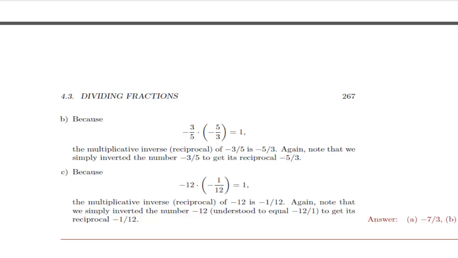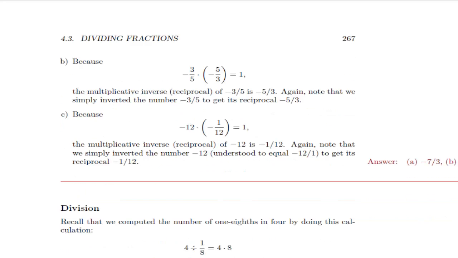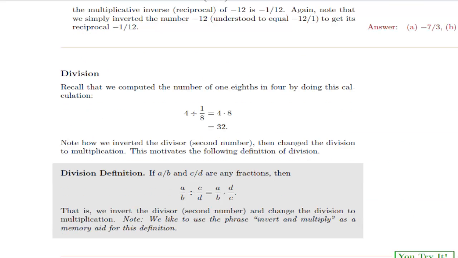For c, because negative 12 times negative 1 over 12 equals 1, the multiplicative inverse or reciprocal of negative 12 is negative 1 over 12. Again, note that we simply inverted the number negative 12, understood to equal negative 12 over 1, to get its reciprocal, negative 1 over 12. Division. Recall that we computed the number of 1/8 in 4 by doing this calculation.